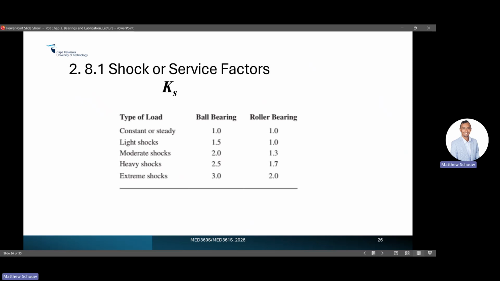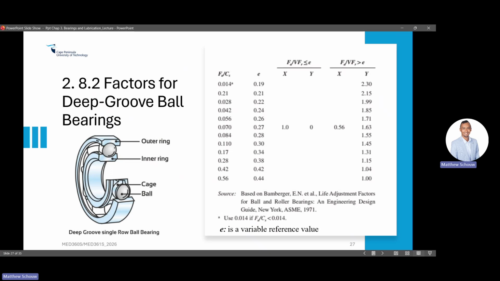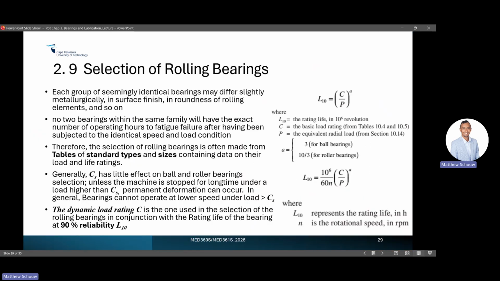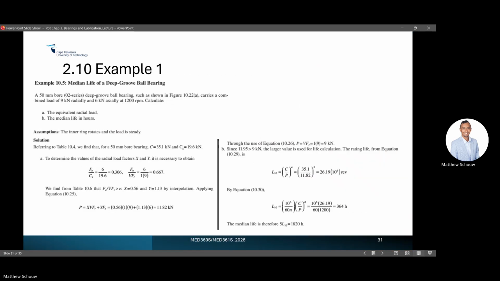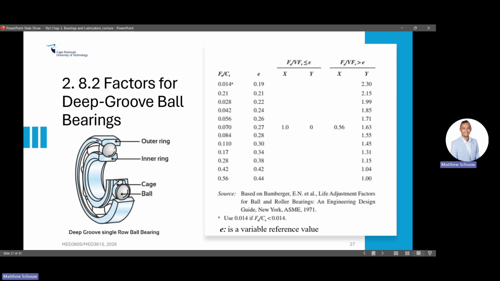Here are some typical service or shock factors. Once again, I'm not sure where these values come from. I'm not sure if people have done experiments or these could be accepted design norms. In design, we're always applying these design factors, safety factors, service factors. And these are those factors which I'm talking about. I'm just having a look here before we actually get to where we need to get. Okay, cool. I do want to show you the illustration as well.